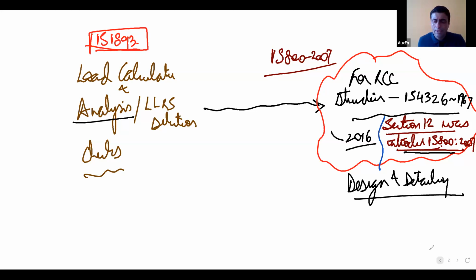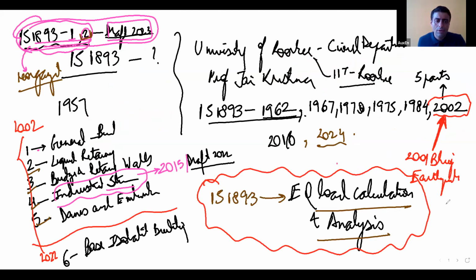So, if I would like to summarize, we have got 1893 for earthquake load calculations. 1893 has several parts, and the parts were developed in 2002 for the first time, and subsequently a sixth part was added in 2022. And these parts get revision from time to time. So 1893 is for load calculation.